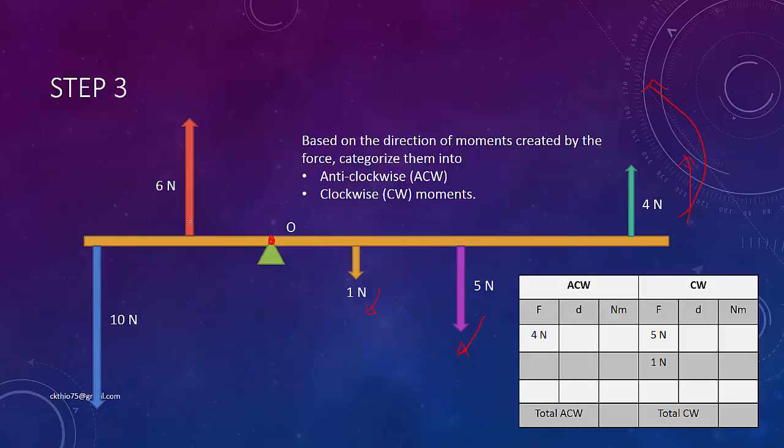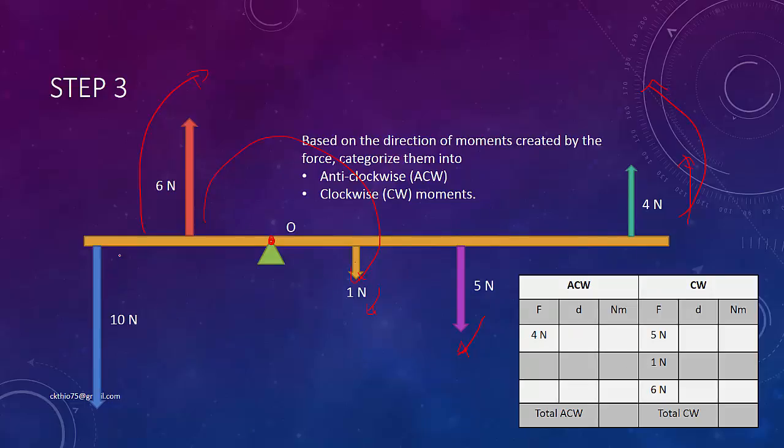Okay. So right now, 6 Newton, you have to be careful. Even though it's going upwards, same as 4 Newton, the pivot is on this side and this is 6 Newton, so you cause the object to turn this way. So 6 Newton is actually under clockwise. It's actually the same as the 1 Newton and 5 Newton. So 6 Newton is actually clockwise.